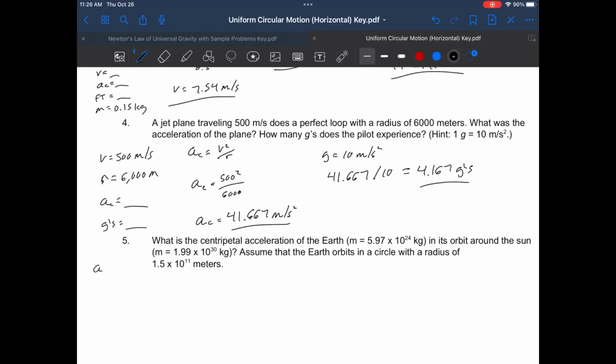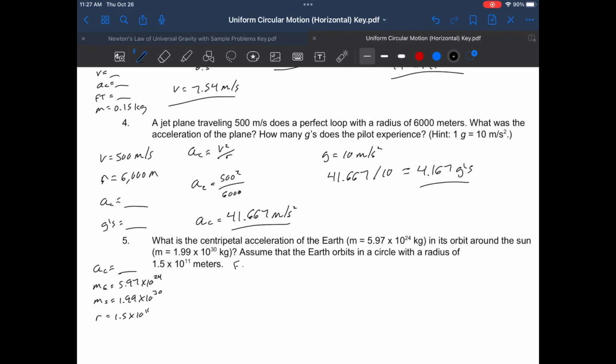What is the centripetal acceleration of the Earth? They gave us the mass of the Earth in its orbit around the sun. They give us the mass of the sun. Assume the Earth orbits in a circle with a radius of, so they give us the radius. They give us the mass of the Earth, the mass of the sun, the radius of that circular motion, and they want the acceleration. So in this problem, I want to approach it a little bit differently. I'm feeling like you could work it a number of different ways, and I feel like this might just be a little bit more direct.